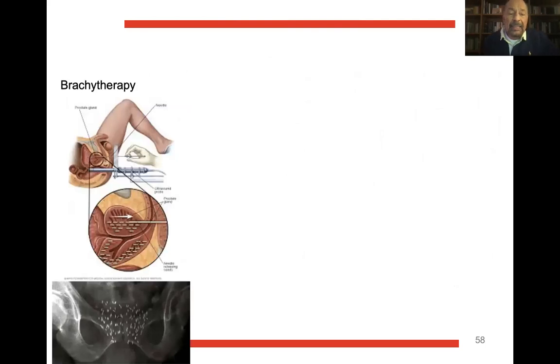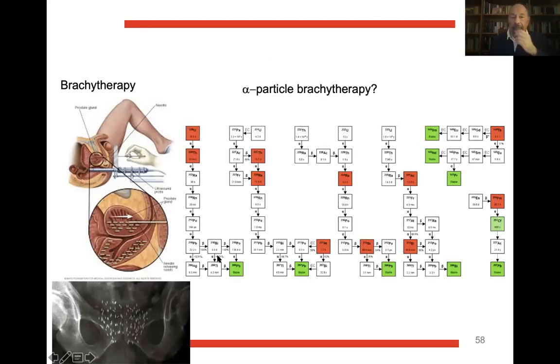There is another idea, though. The alpha particle has a short range, so you never use it in brachytherapy because it's too short. You will not have enough irradiation. This is the typical brachytherapy for a prostate cancer, where you put the needles and then you have the distribution of the needles. Then you will have beta emissions and hopefully you cover enough of the tumor.